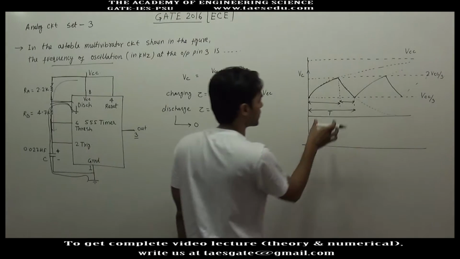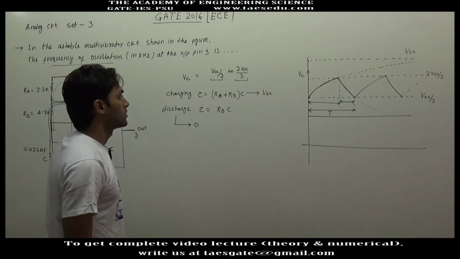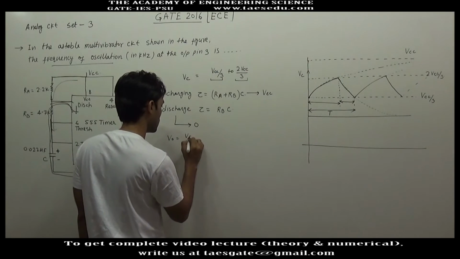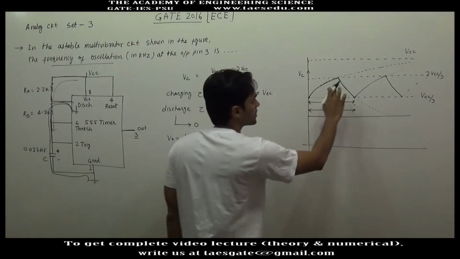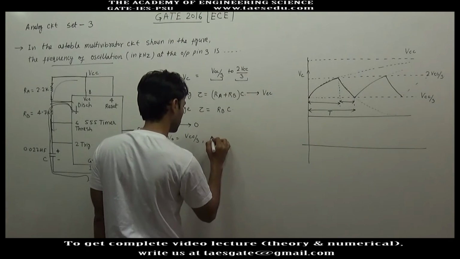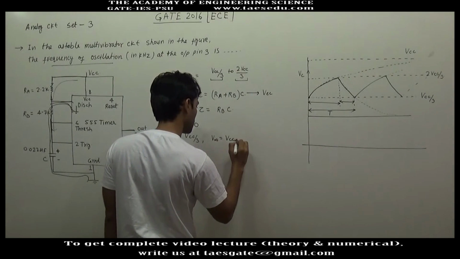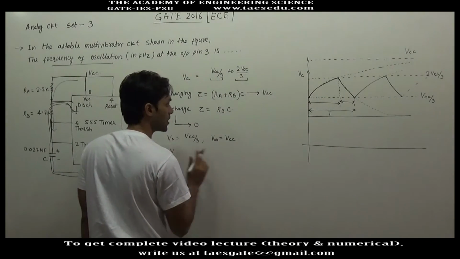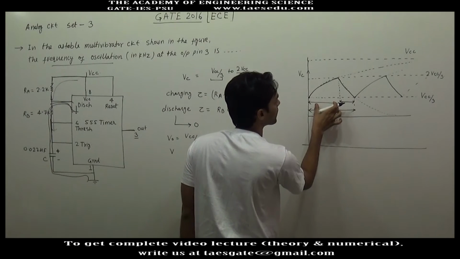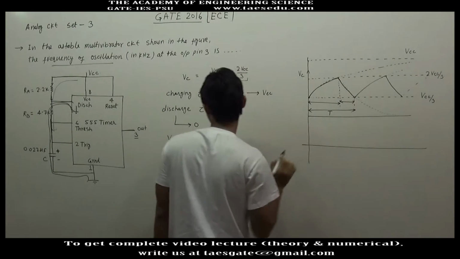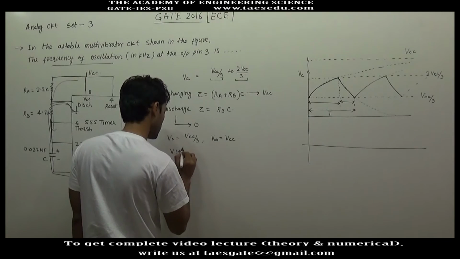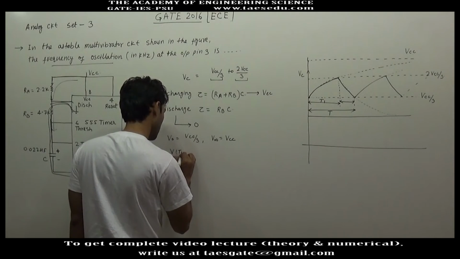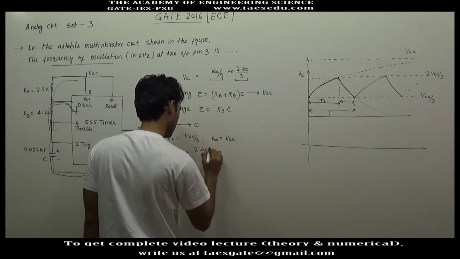So first let us find out the charging time. The initial voltage is V0 equal to VCC by 3. The steady state voltage is VCC. So V infinity is VCC, and let's say this is 0. We have to find out the duration in which the capacitor voltage will be 2 VCC by 3. So let's say this is T1.